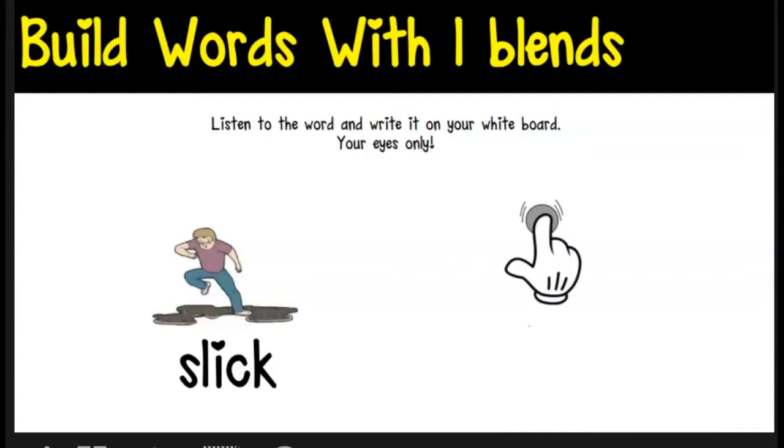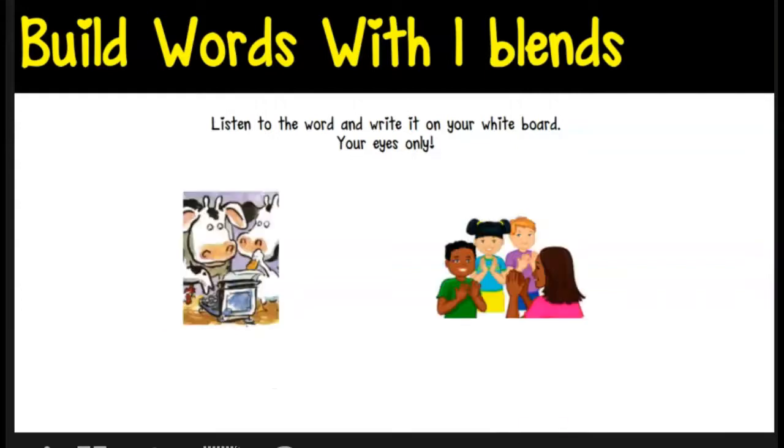All right, let's check your work. Click. C-L-I-C-K. CK makes 1 sound, so they're on 1 line, but there's still 4 sounds. All right, let's do another one. Your next word is clack. Clack. Draw your lines. Write your letters.